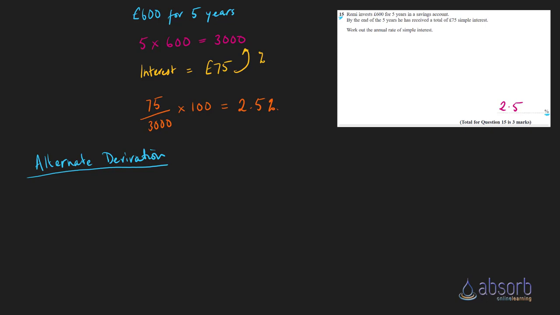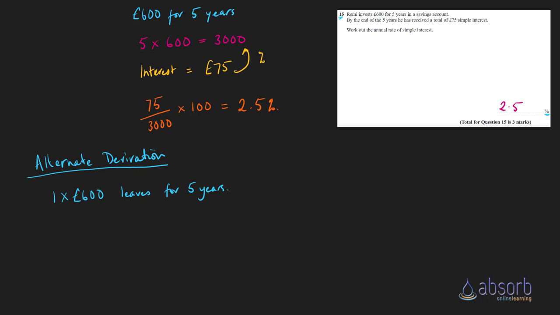Okay, so we originally read the question that Remy invests £600 each year for 5 years. But the question could also be read that Remy invests one lump sum of £600 and he leaves it in the savings account for 5 years just to gain interest. Okay, it's not clear from the question which they mean.